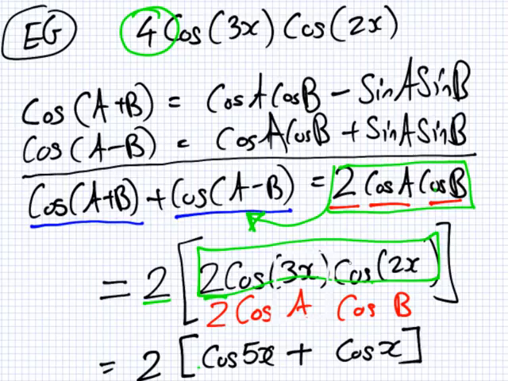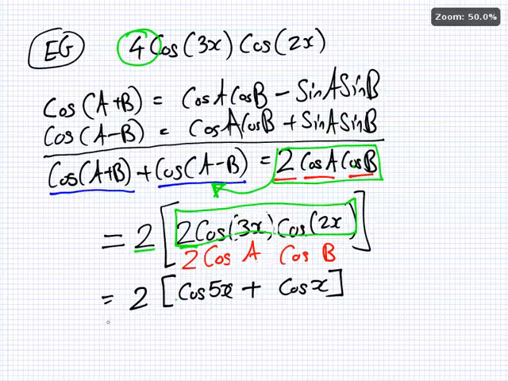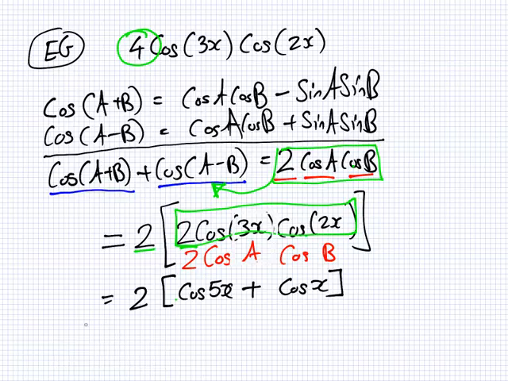Then do you multiply the two in or you leave the answer like this? Whatever. I can leave it like this, or if you prefer, you can bring the 2 inside. So you can say that this is 2 cos 5x plus 2 cos x if you want. Does this make you happy?